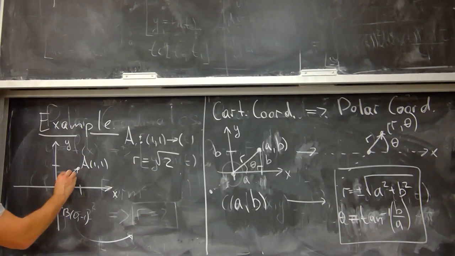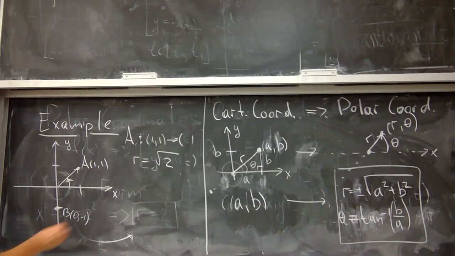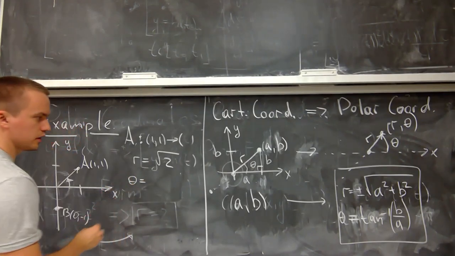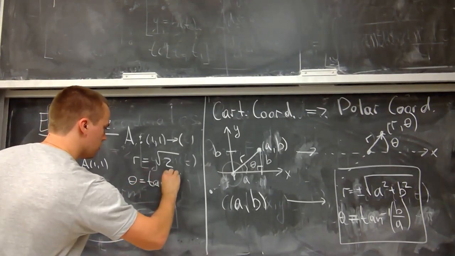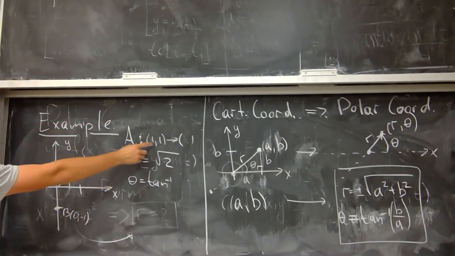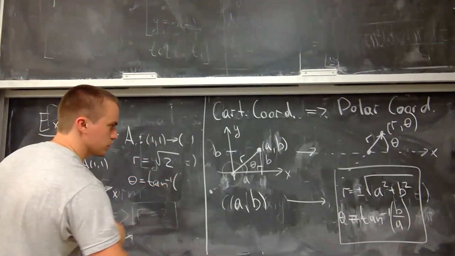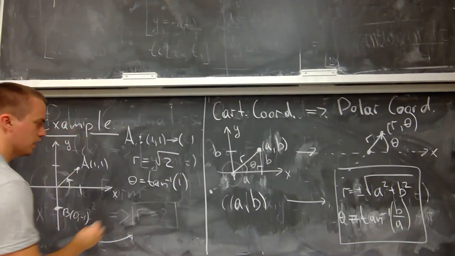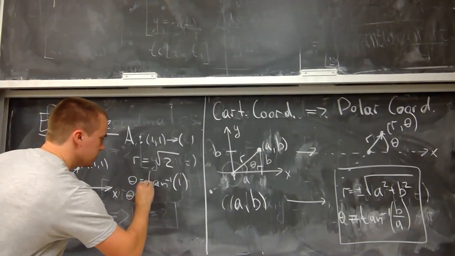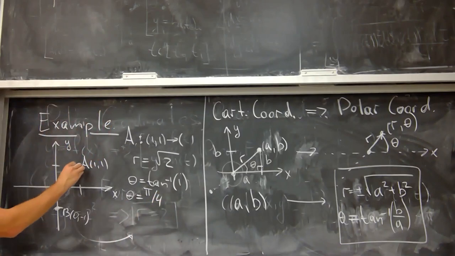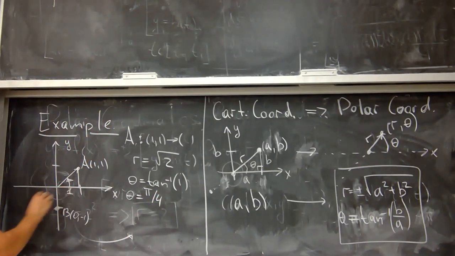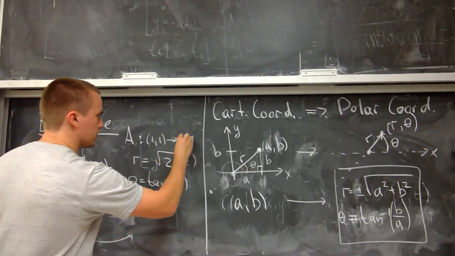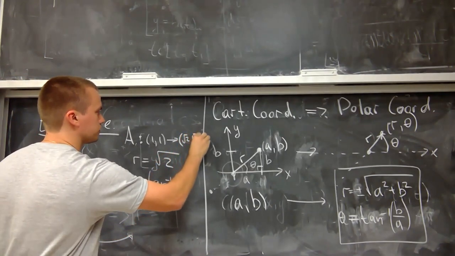So in this case, I'm choosing this angle. According to that formula, my theta is equal to the inverse tangent of B over A, but I get 1 and 1, so I get just the inverse tangent of 1, which is pi over 4. You can see it's true based on the picture, because I have a triangle with sides 1, 1 and a right angle, so each of these angles is 45 degrees. So my point is square root of 2 and pi over 4.